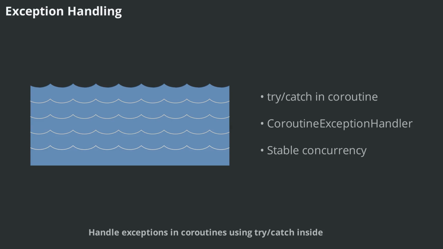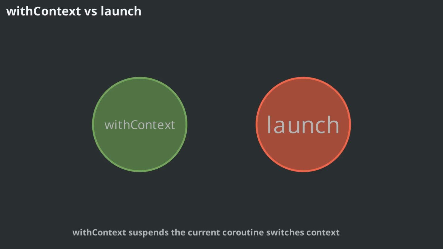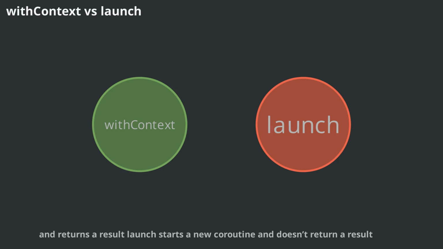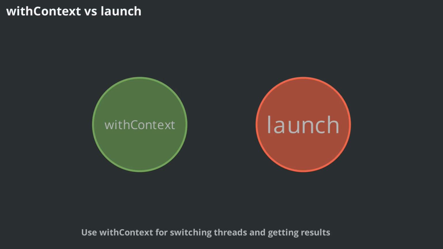Handle exceptions in coroutines using try-catch inside the coroutine or a CoroutineExceptionHandler for global handling. This ensures your app remains stable even when errors occur in concurrent code. withContext suspends the current coroutine, switches context, and returns a result. Launch starts a new coroutine and doesn't return a result. Use withContext for switching threads and getting results, and launch for fire and forget tasks.